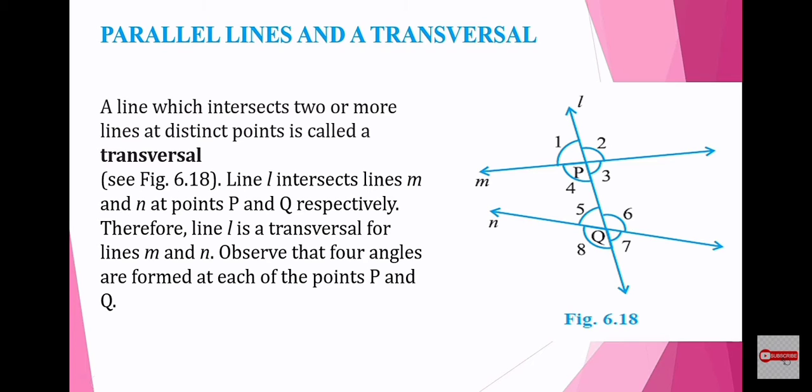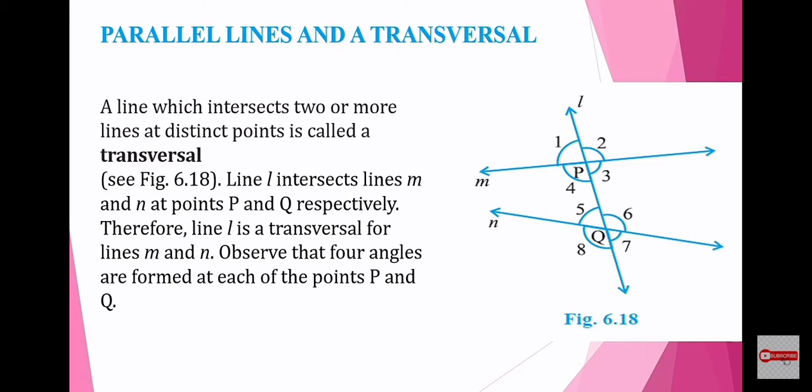Now, moving on to the next section, that is parallel lines and transversal. A line which intersects two or more lines at distinct points is called a transversal.